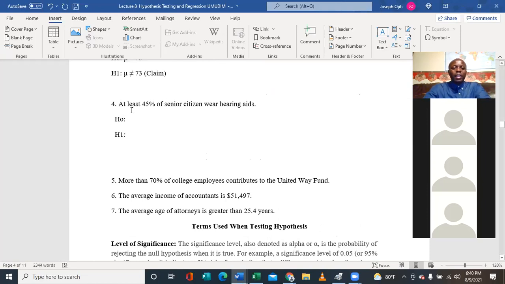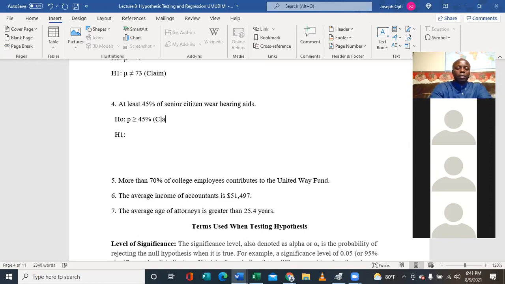So he said at least 45%. At least means greater than or equal to. Am I right? If I say at least 45, it means that it can be 45 or more. So that one, you can use it here. It can only be used in the null hypothesis. P, because this time around, it is no longer average, it is now a percent. So it's a proportion. P greater than or equal to 45%, which is the claim here.